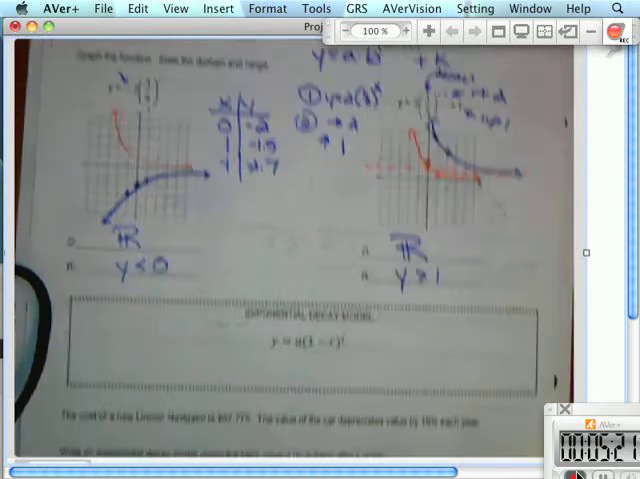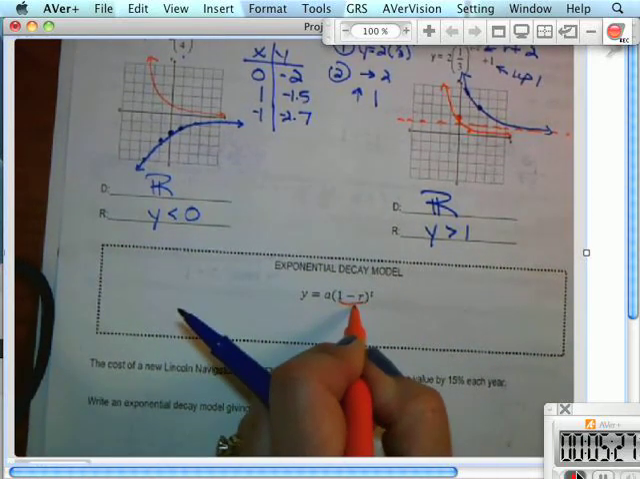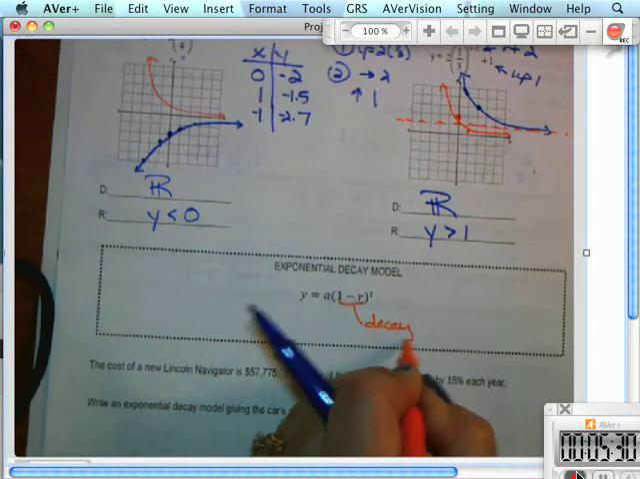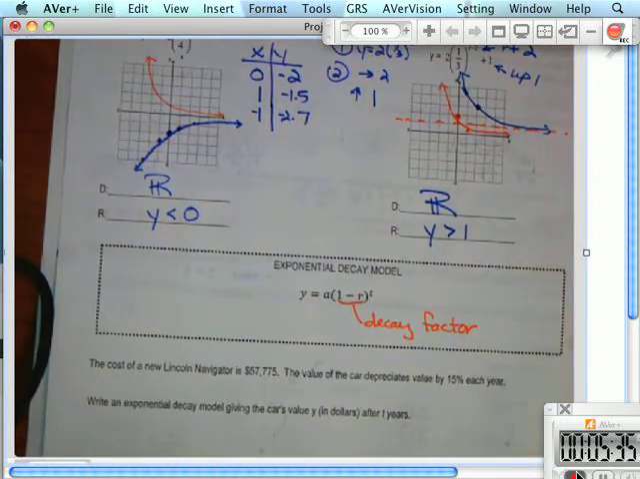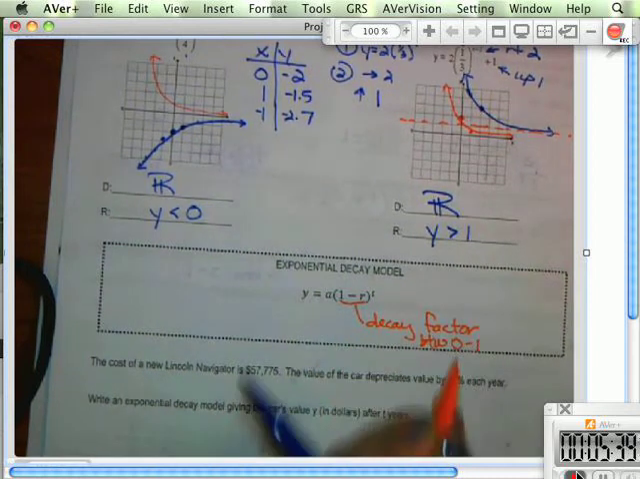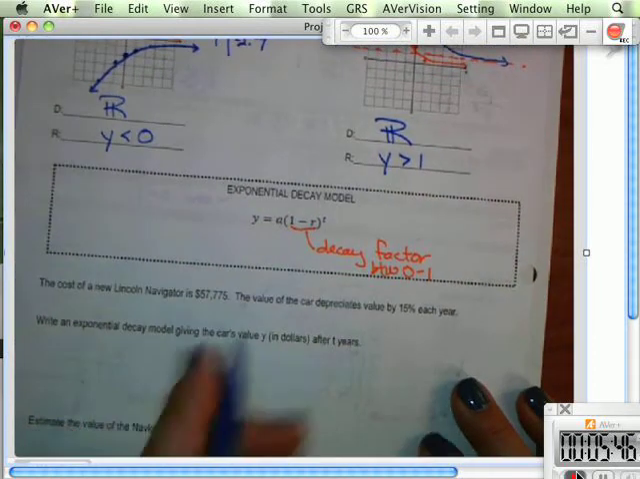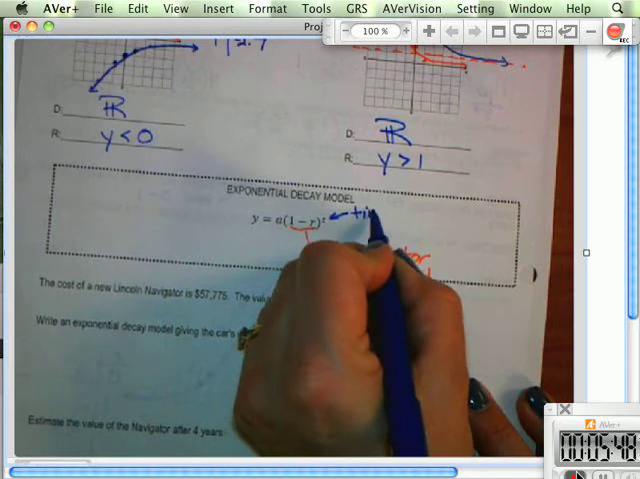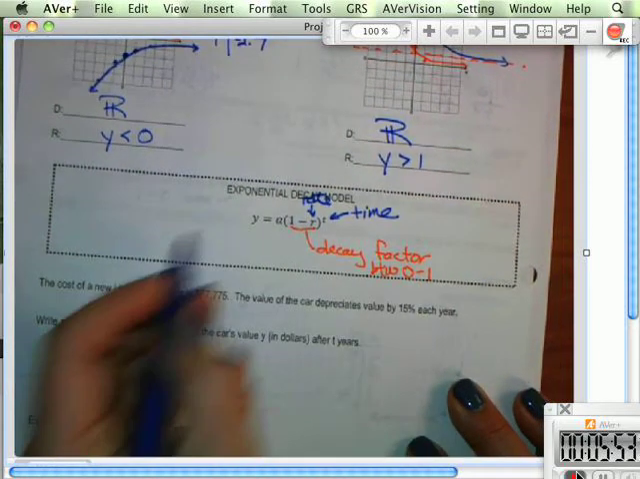All right, we got a decay model. The only thing that's different is that this thing inside here is called the decay factor. That number is going to be between 0 and 1. By the way, between 0 and 1, okay, when you subtract. T is time. R is the rate as a decimal. A is the initial.